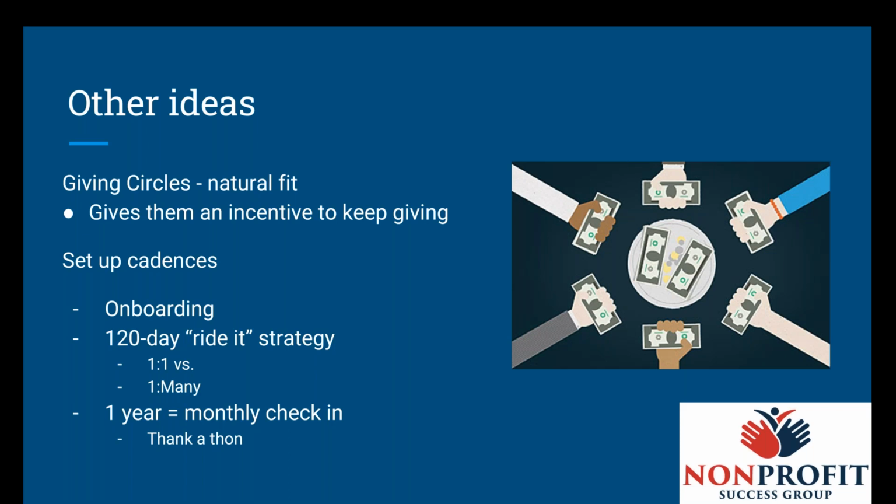There's the 120-day Let It Ride. That's the one that I showed earlier. And that really allows you to do a one-to-one approach versus a one-to-many. Looking at your above average donors versus your everyday donors, but set up those cadences so you are communicating with them properly and moving them down your pipeline of giving.